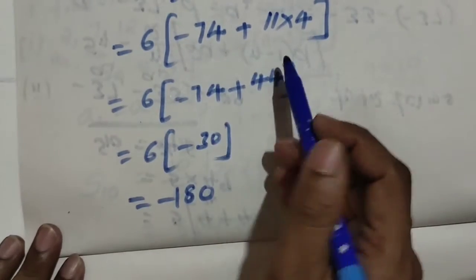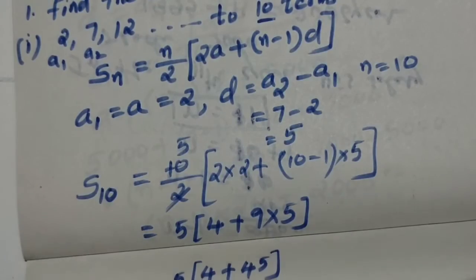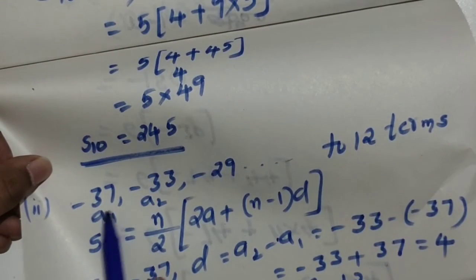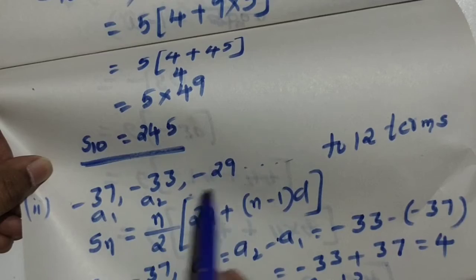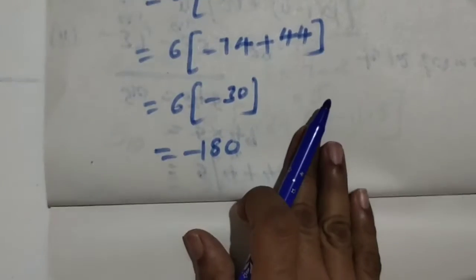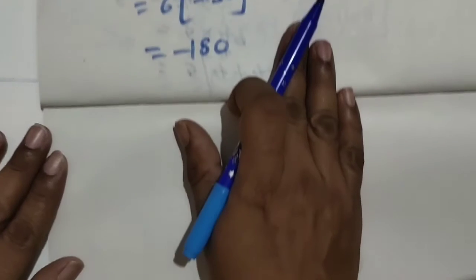So why do we get minus 180? Already in the given progression we have all negative numbers, that is negative integers. The sum of these numbers must be again a negative number. Okay, now next let us see the second bit.